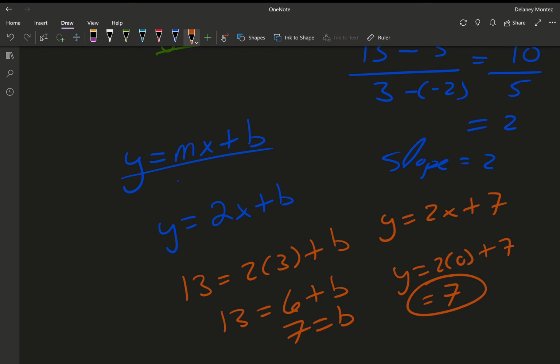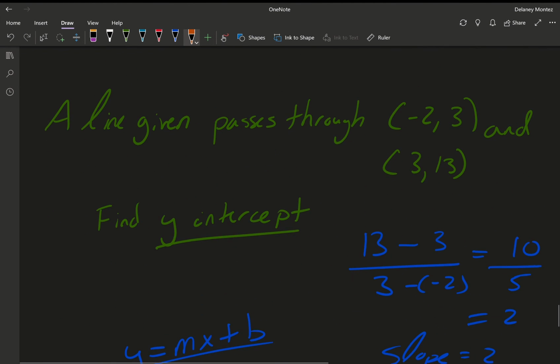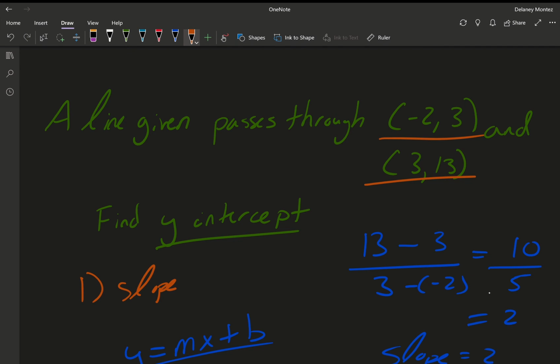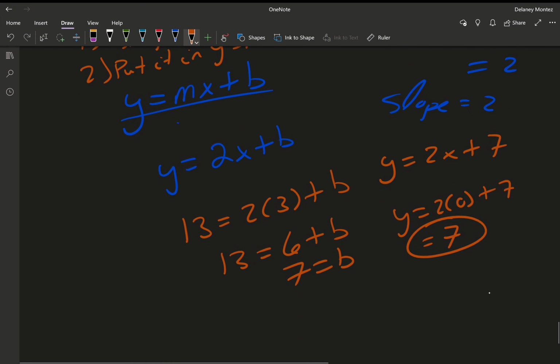So that's your y-intercept. If you're given 2 points, just find the slope. The first thing we did was find the slope. Put it in the form y equals mx plus b. Use one of the points given; we used this one just because they're both positive. Then you can isolate and solve for b, and you get the y-intercept.